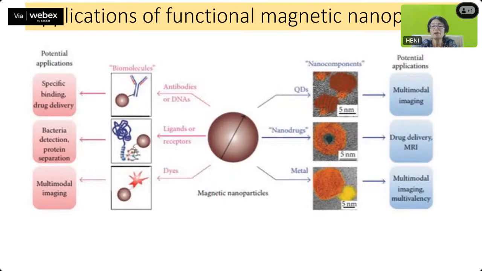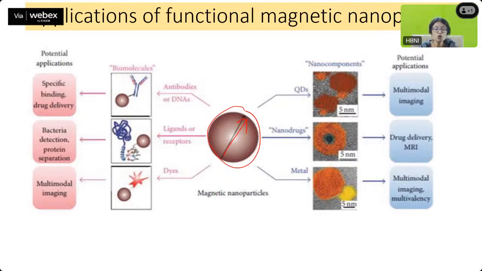So now we have functional magnetic nanoparticles. When we are talking about nanoparticles, these are magnetic nanoparticles which have their spin oriented in one particular direction, as I talked about with single domain particles in the last lecture. So here you have quantum dots, whose applications can be in multimodal imaging, nano drugs used for drug delivery, as well as for magnetic resonance imaging. Or you can have different kinds of metallic magnetic nanoparticles, which are again used for multimodal imaging as well as multivalency.